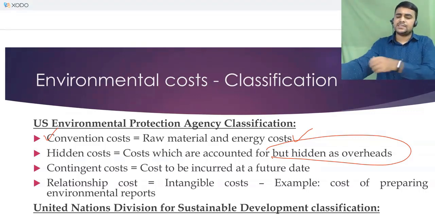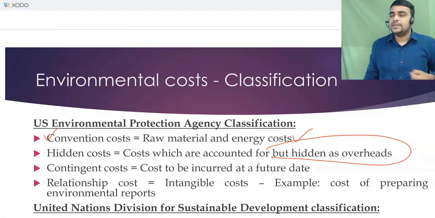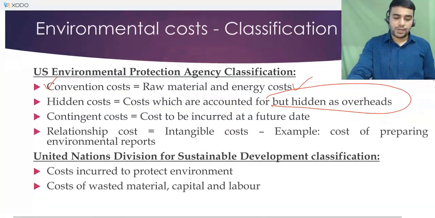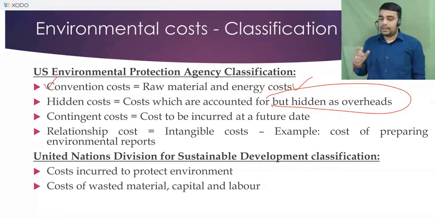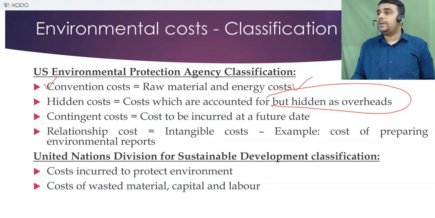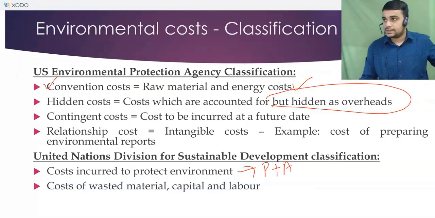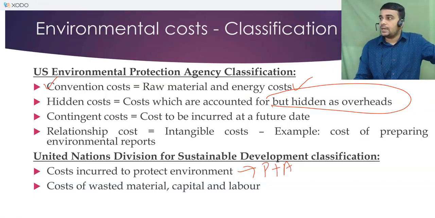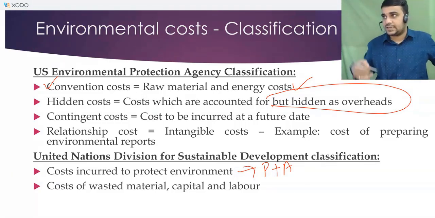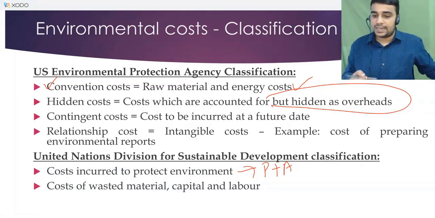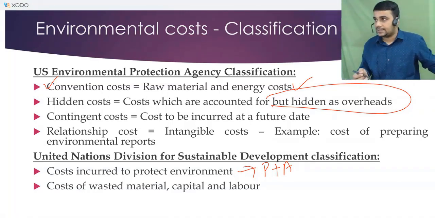The second category is by the UN. First was by the US. The second is the United Nations classification. Here I think you have two categories of cost: cost incurred to protect the environment, and cost of wasted material, capital and labor. Now the next category you are going to see is basically prevention plus appraisal, or technically cost of conformance. You're going to see the next category, which is I think the Hansen and Mendoza classification, or I think the other name is practical classification.